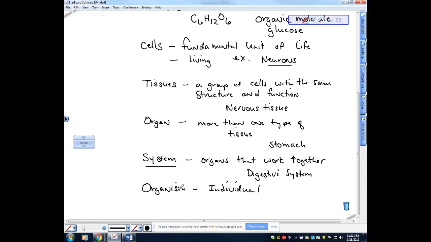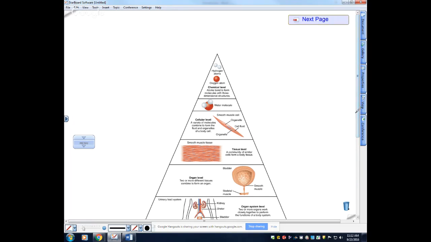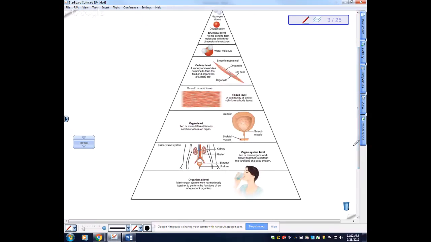So in your book, there is a diagram here that shows these different levels. So it talks about the chemical level, which we have atoms, then we have molecules, then we have cells, tissues, organs, then we have the system. This would be the urinary system or the excretory system, and then the whole organism. So you need to be able to know the order in which these occur, from simplest to most complex, and then examples. So what's an example, and we'll talk more about this, of a cell or a molecule or an atom?